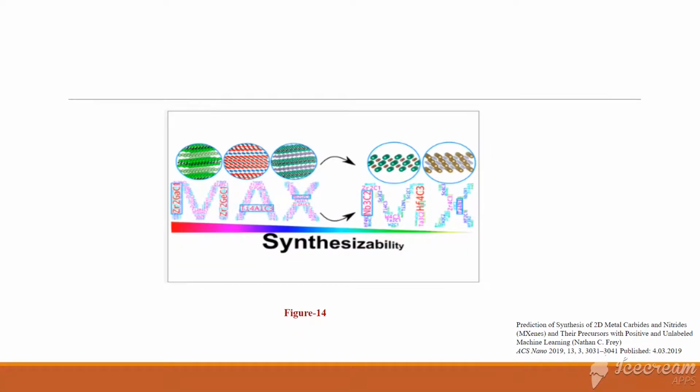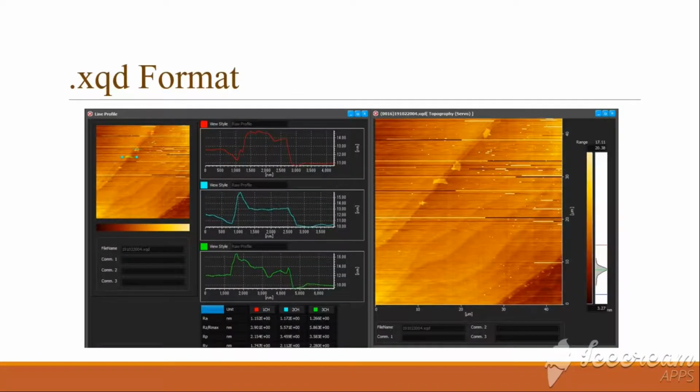Here they are used theoretically to adapt advanced, optimistic and unlabeled machine learning to predict that 2D materials are likely to be successfully synthesized. Our sample was synthesized and reconstructed by atomic force microscopy. The image that has XQD file format is obtained. At this point, the reconstructed image is going to be mentioned as the original image.